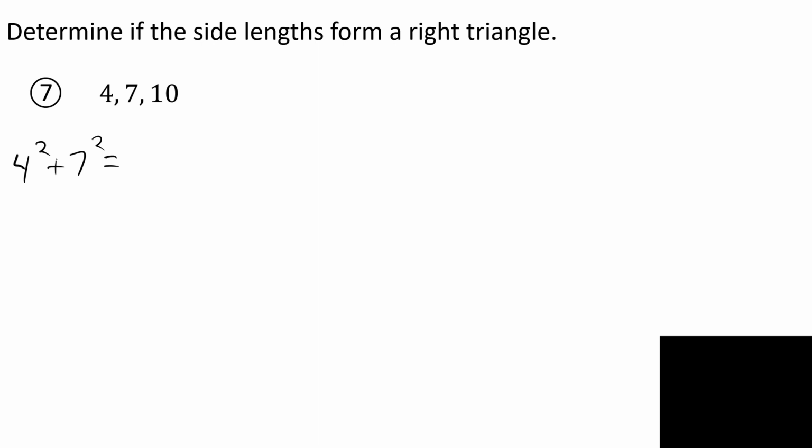I know I have to do 4 squared plus 7 squared, right? I take the two smaller sides. 4 times 4 is 16. 7 times 7 is 49. That adds up to 65. Then I take the longest side, right? If it's a right triangle, that longest side would be the hypotenuse. I've got to figure out, well, what is the value of 10 squared? 10 times 10 is 100.